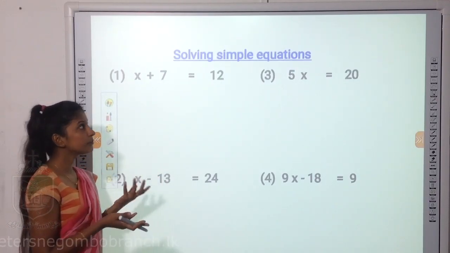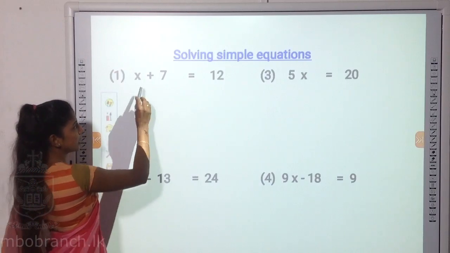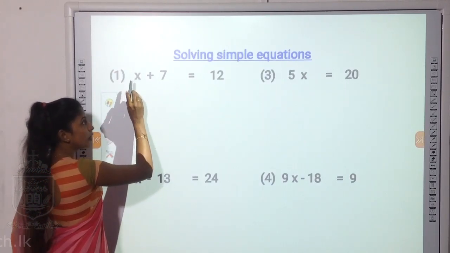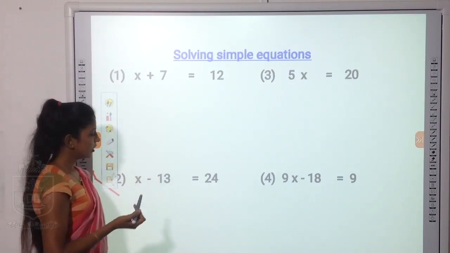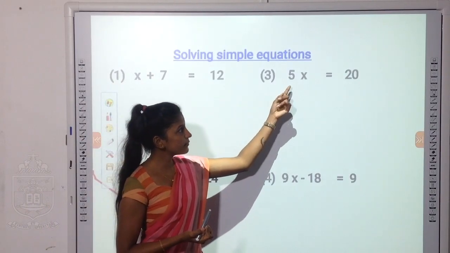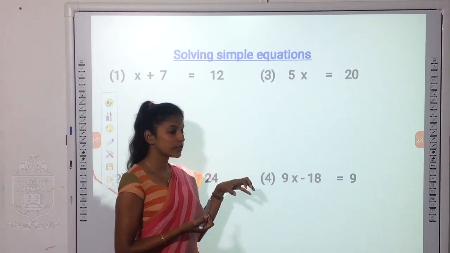That means the coefficient or the number. Now in here you all can see, what is the coefficient of x? No number, that means you have to consider it as 1. When you consider the third example, you all can see 5x. So 5 is the coefficient.